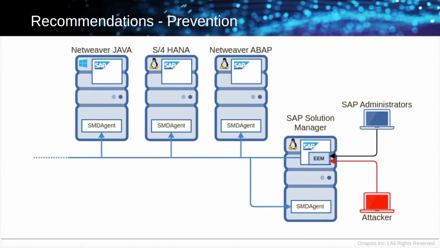These previous recommendations were about the application layer, right? But if we go to the network layer, there are still things that we can do. For example, one of the best things we can do is to avoid letting everyone access the Solution Manager and just let your SAP administrators go through a network that can access the Solution Manager.